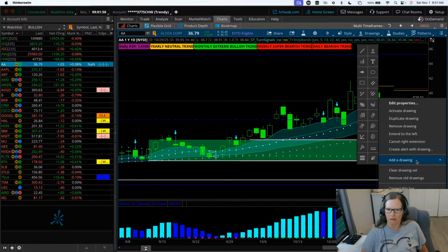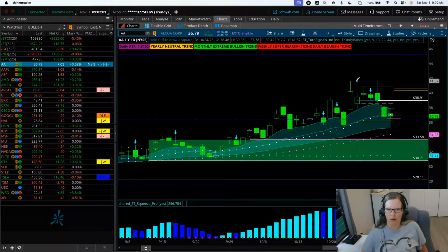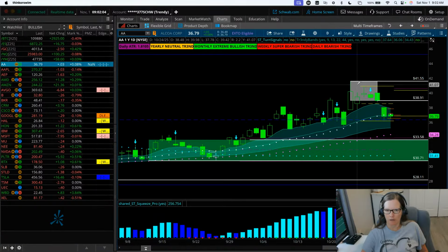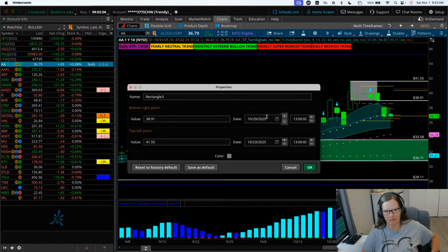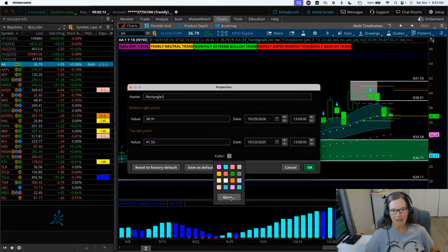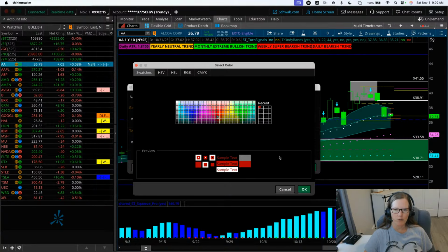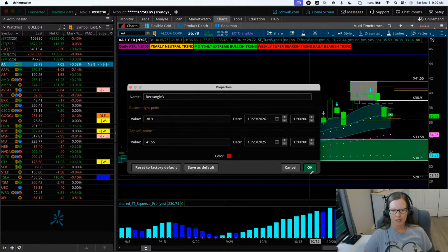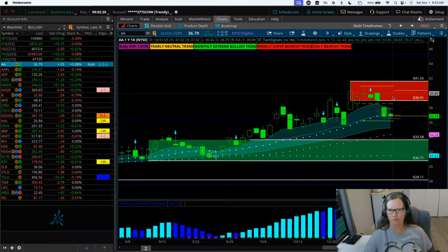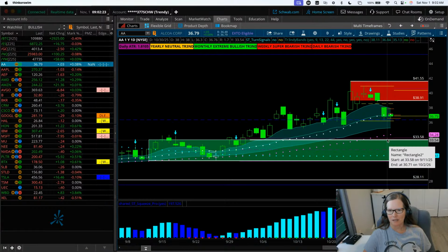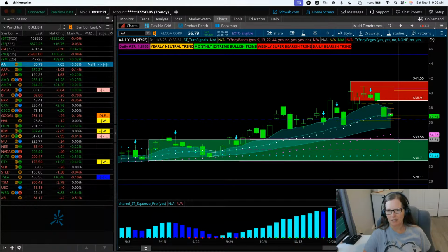All right. So on Alcoa on the daily chart, this is a trade that I'd look to be in for 2 to 4 weeks. Okay. Possibly even 8 weeks. But you have a sell zone up here at 38.91 by 41.55, and your buy zone is 33.58 by 30.71. This is going to be about 3 dollars of risk. And if price comes down into here, that would be about $5 of reward.